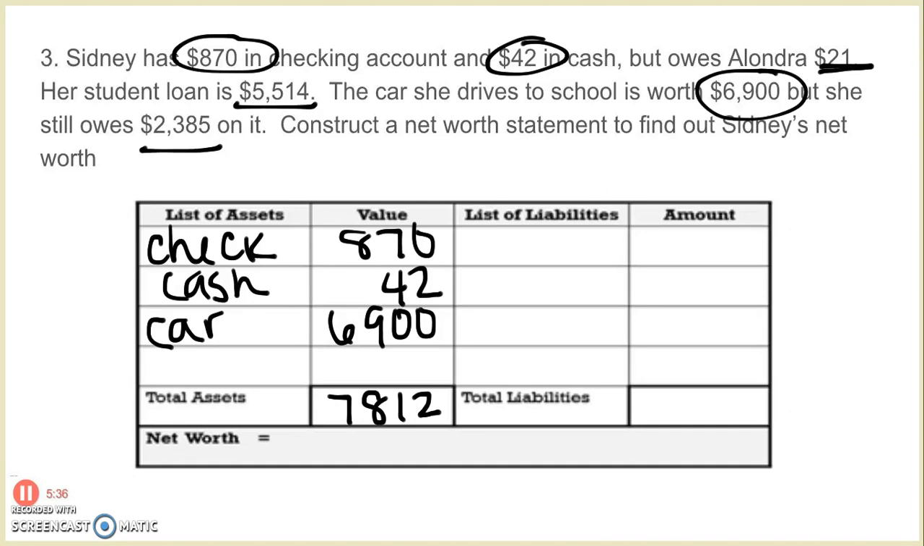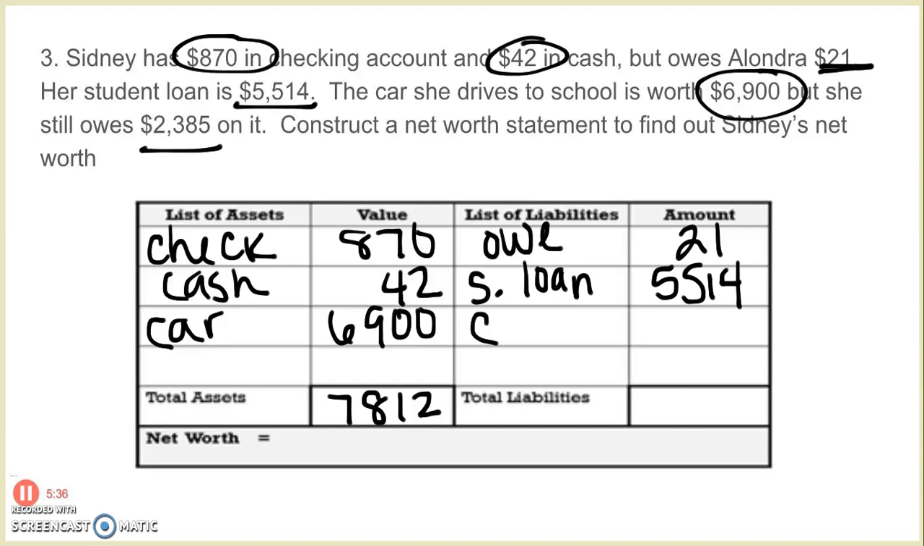$7,812. And with our liabilities, she owes Alondra $21. So I'm just going to put $21. Student loan, so S loan. And she still owes on her car loan $2,385. Go ahead and add up your liabilities, and you should have got $7,920.